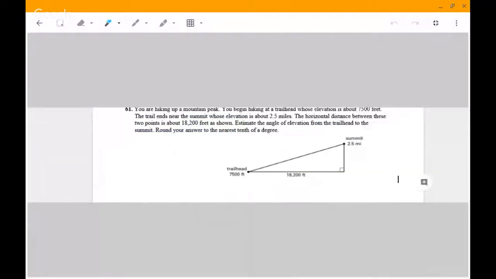All right. So you begin at the trailhead at about 7,500 feet. It ends near the summit, elevation 2.5 miles. The horizontal distance between these is 18,200. Estimate the angle of elevation from the trailhead to the summit. So the angle of elevation, if you're at the trailhead and you looked straight, that's the bottom of your angle. But for elevation, you're looking up. So they want to know this angle. When you're standing at the trailhead and you're looking up at the summit, what's that angle?